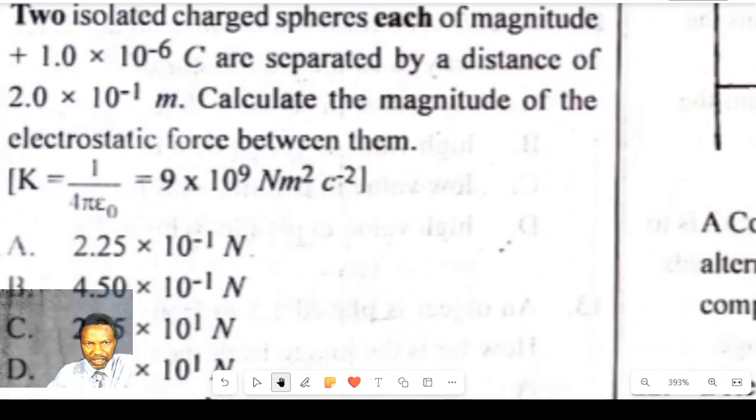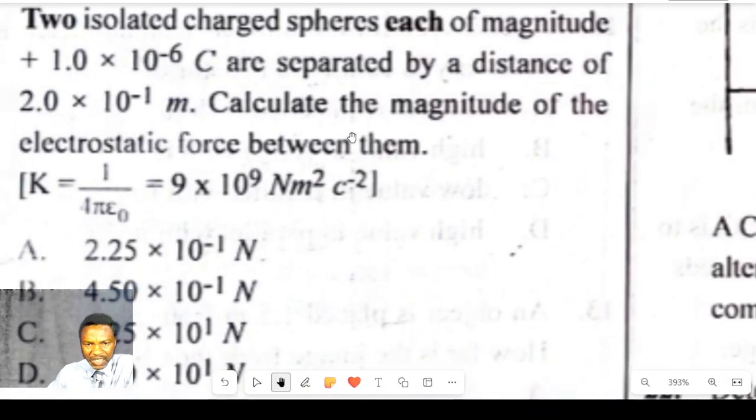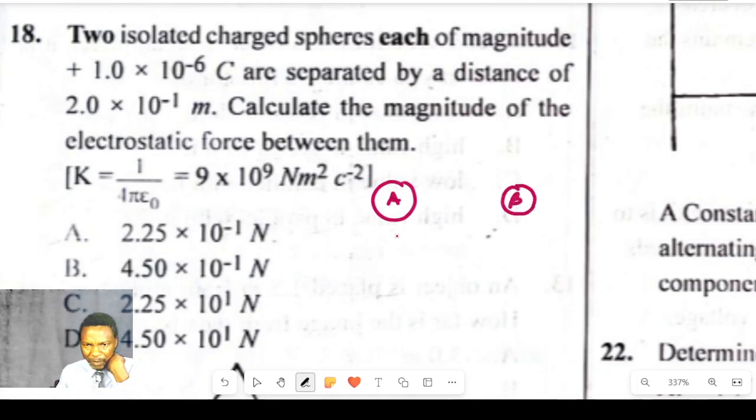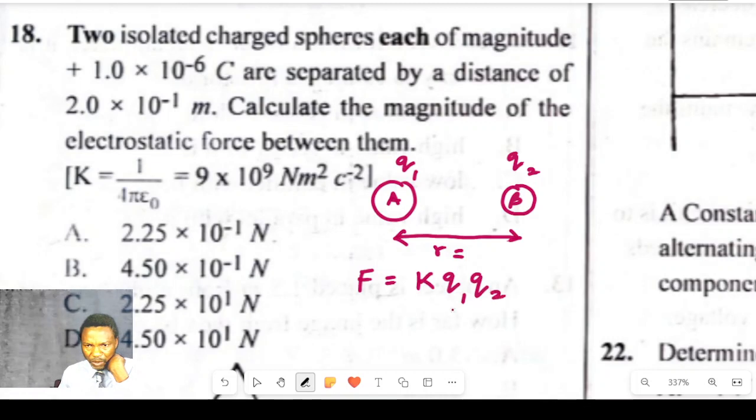Question 18. Two isolated charges carry charges of the magnitude given. So you have A and then B, and the separation distance between them is R, with the values given here for Q1 and Q2. So what is the force? F is equal to K Q1 Q2 over R squared, Coulomb's law.